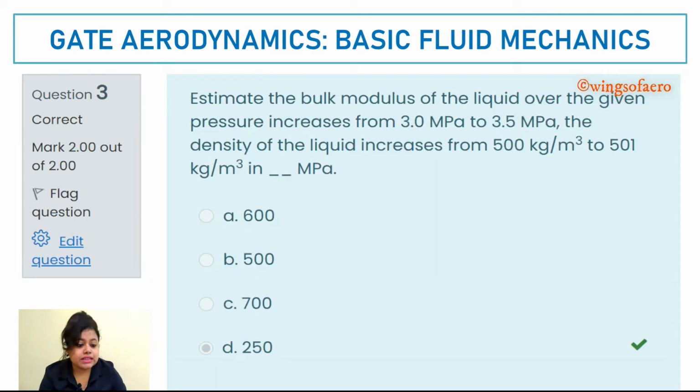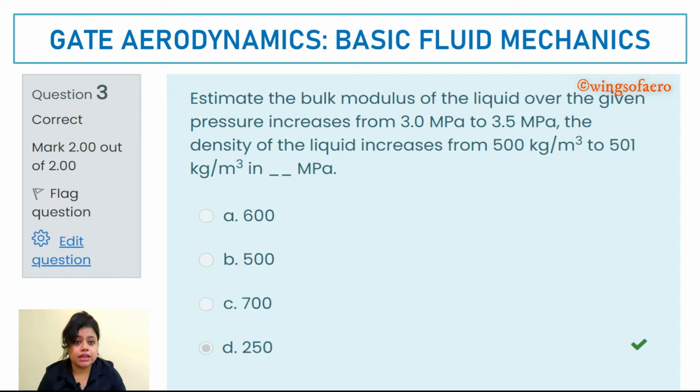So moving to next, estimate the bulk modulus of the fluid over a given pressure increase from 3 megapascal to 3.5 megapascal. The density of the fluid increases from 500 kg per meter cube to 501 kg per meter cube, in terms of megapascal. That means you have to find it in terms of megapascal. Now what do you have to find? First of all, always identify what you have to find. You have to find the bulk modulus in terms of megapascal.